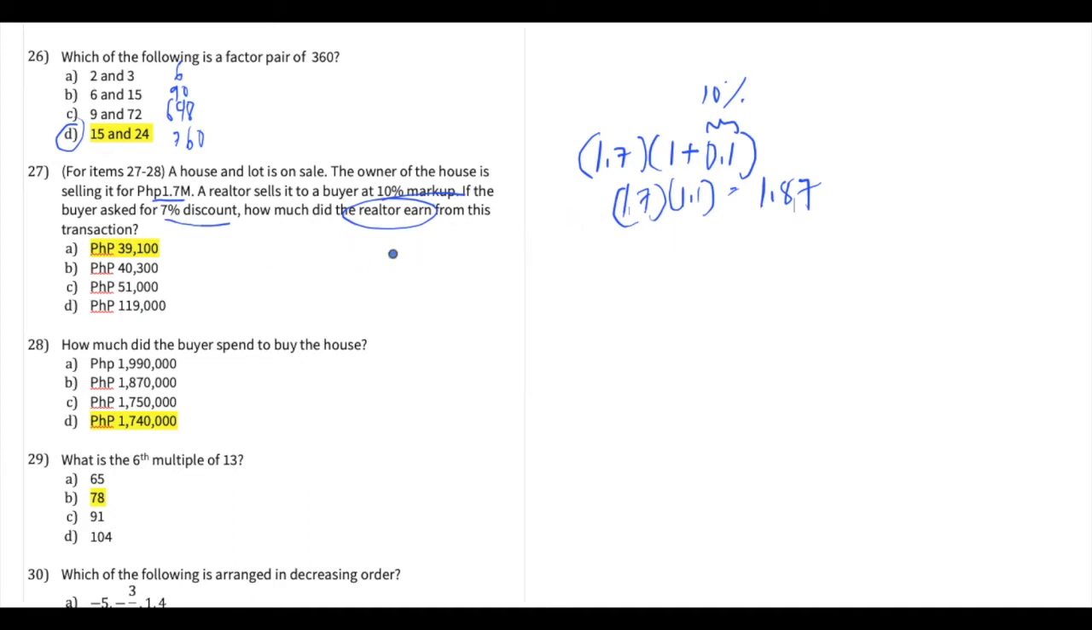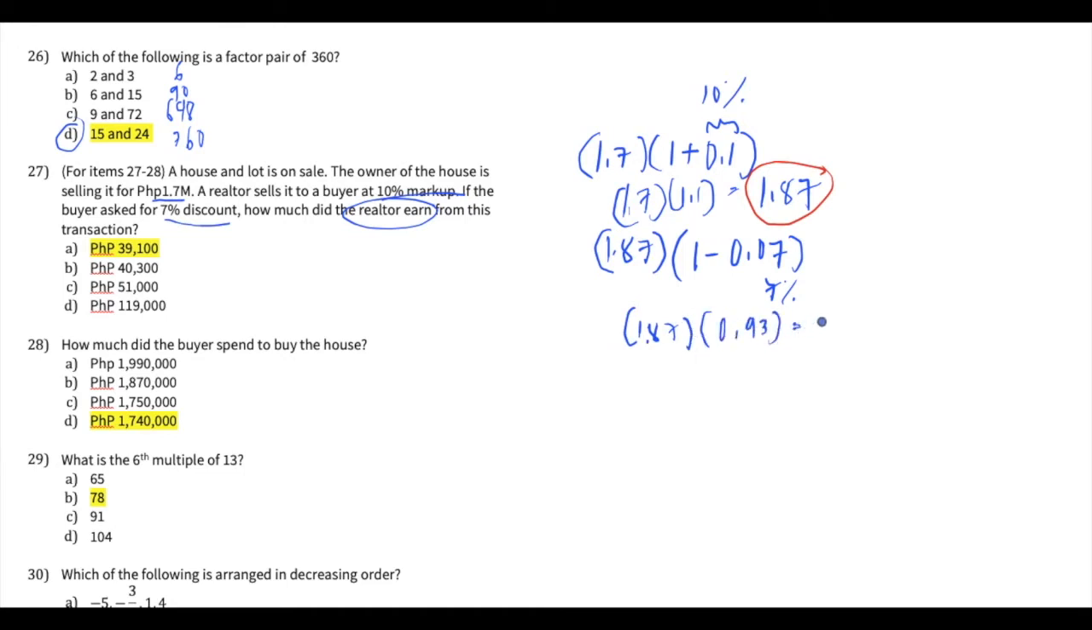Okay, now this time, let's check kung magkano yung binayad ng buyer since he asked for 7% discount. Ano kukunin natin ng 7%? Itong 1.87. Hindi yung 1.7 ha. So, we have 1.87 times, magkano yung binayad ng buyer? 1 minus 0.07. Okay, ito yung 7%. Now, we have 1.87 times 0.93, that's equal to 1.7391. Million to lahat, okay?